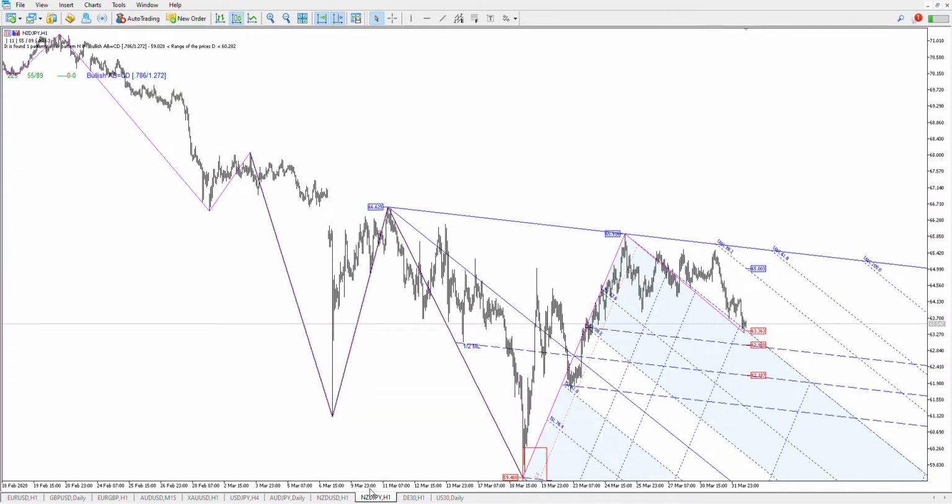Kiwi yen. We know that the yen, where the bubble is, and the Kiwi, where those bubbles are, are perfectly positioned for this one. 63.36, 62.98, and 65 resistance. So it's going to probably track this down.